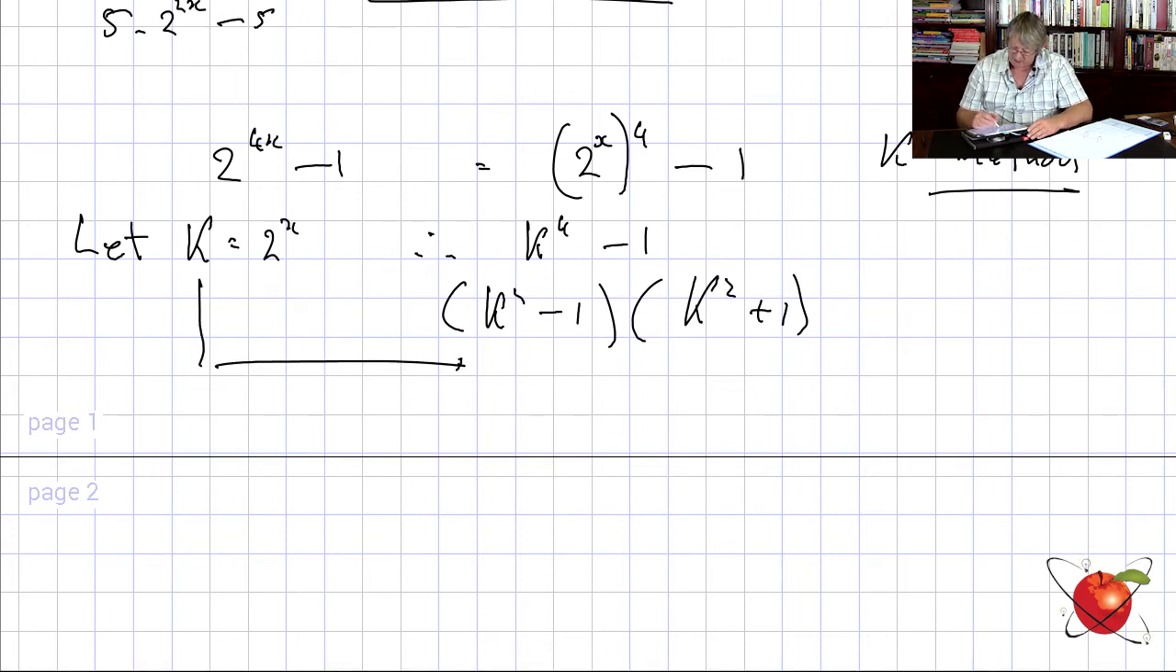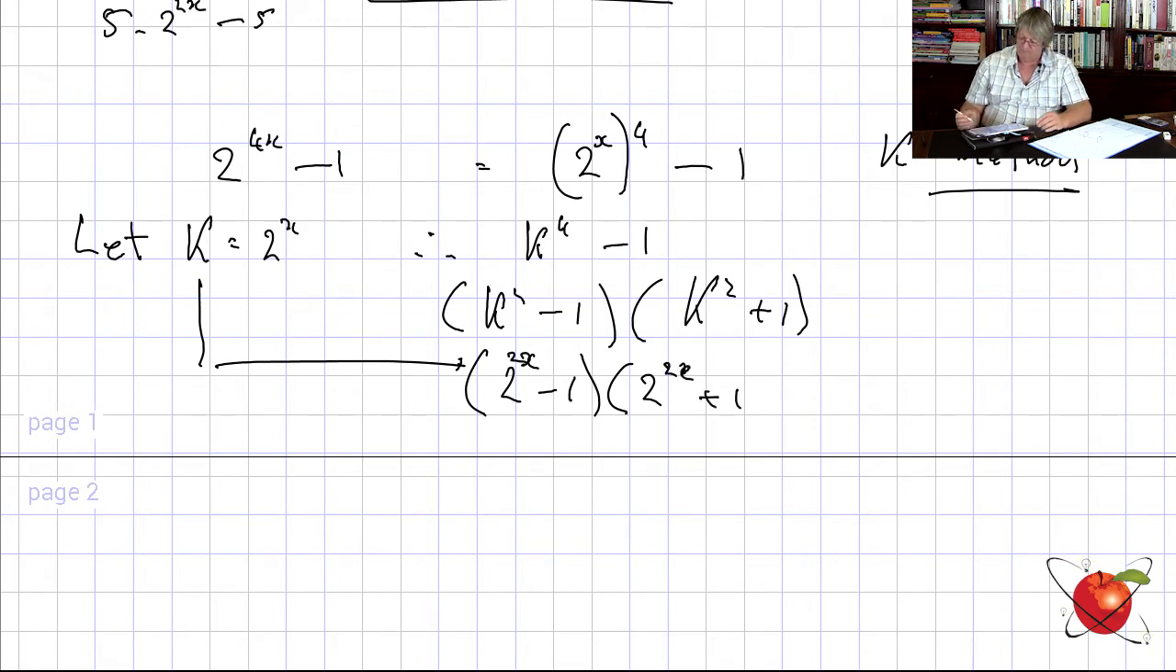I can say, okay, you are therefore 2 to the x minus 1, all right? And you are 2 to the x is 2x, right? 2 to the 2x plus 1. All right? Because k was 2 to the x, so it's going to be 2 to the x all squared. Let me just redo that step, okay? Sorry, let's just redo the step here.